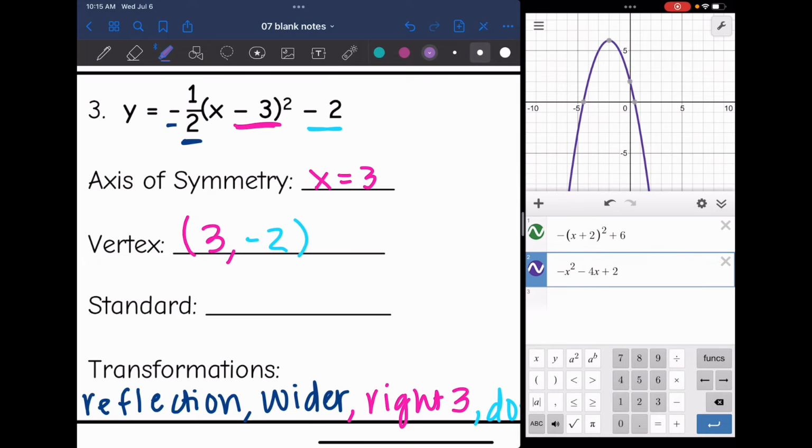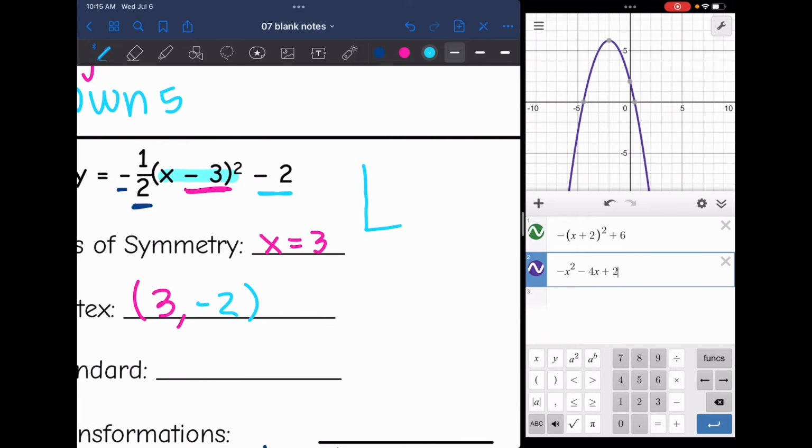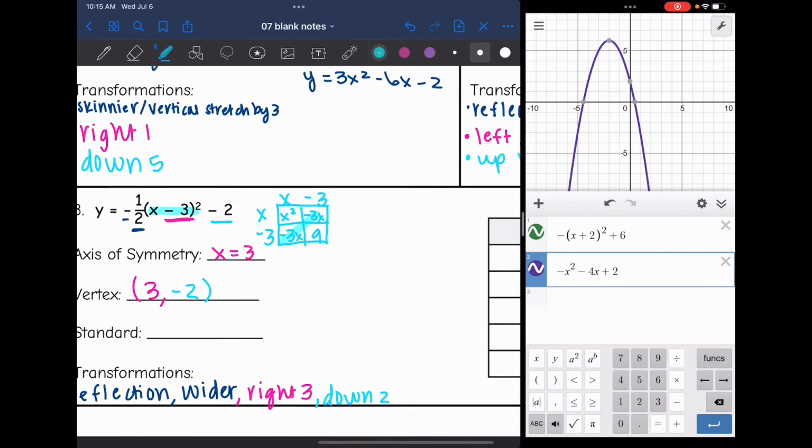Okay, now I want to convert to standard form, so I'm going to multiply the x minus 3 squared. I'm going to use the box to do that. x minus 3 times x minus 3. So x times x is x squared. x times negative 3 is negative 3x. x times negative 3 is negative 3x. And negative 3 times negative 3 is positive 9. So after I combine like terms for that product, I get x squared minus 6x plus 9.